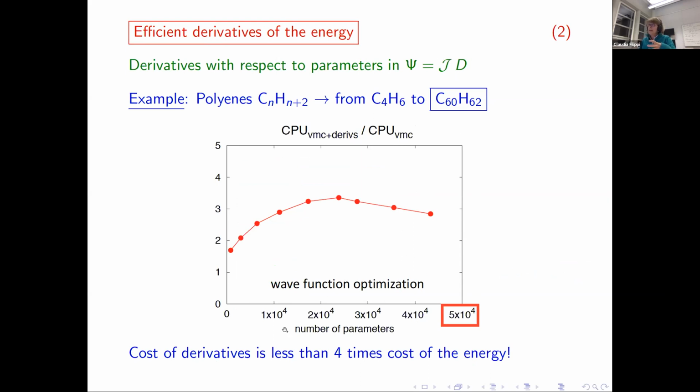But what's happening is that your number of parameters, of course, grows as your system grows. And again, we are plotting the cost of computing the derivatives of the wave function, as well as the Hamiltonian acting on the wave function, with respect to the cost of computing the energy alone. And again, to compute all these quantities which are needed in your wave function optimization, you're still below, let's say, a factor of 4 with respect to the cost of the energy alone.